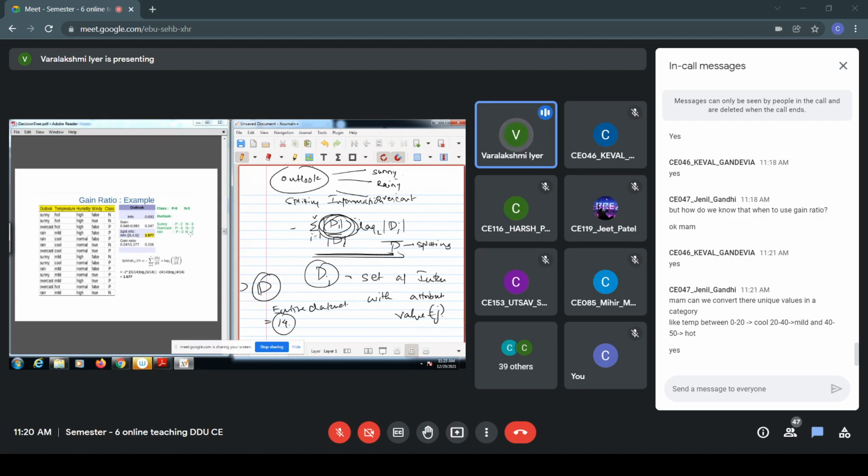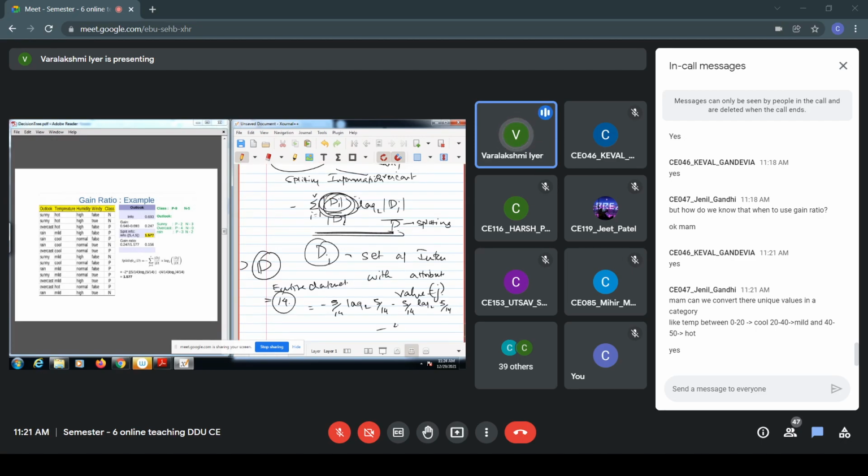Here, as you can see, in sunny we have 5 instances, in rainy we have 5 instances, and in overcast we have 4 instances. So your splitting information value will be minus 5 by 14 log 2 5 by 14, minus 5 by 14 log 2 5 by 14, and minus 4 by 14 log 2 4 by 14.